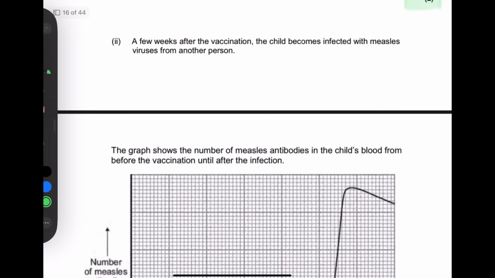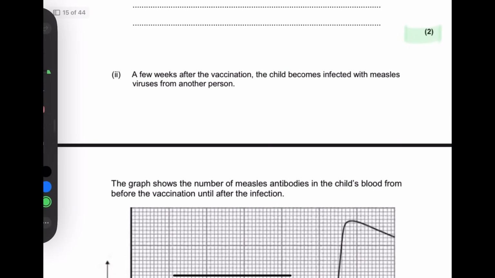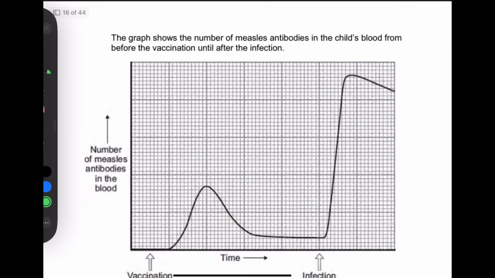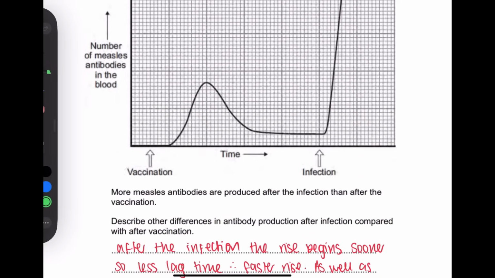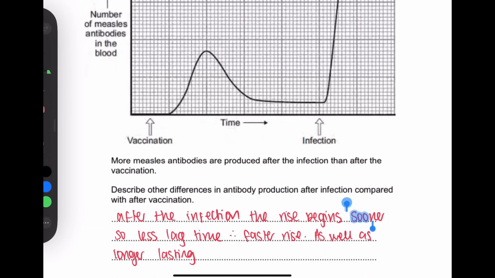A few weeks after vaccination, the child becomes infected with measles virus from another person. The graph shows the number of measles antibodies in a child's blood before the vaccination and after the infection. More measles antibodies are produced after the infection than after the vaccination. Describe other differences in the antibody production. It says describe. Describe does not mean explain, which is a common mistake people make. They try to explain why this is happening. That just wastes your time and wastes marks.